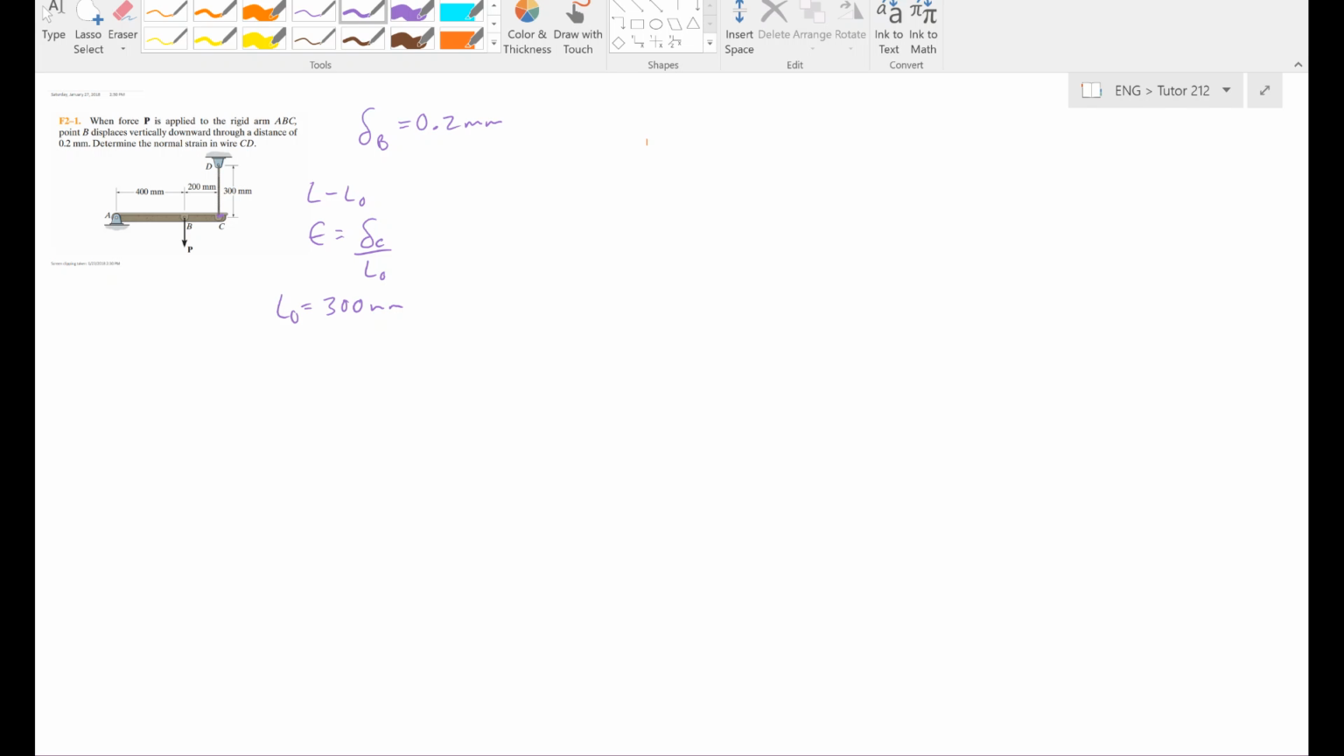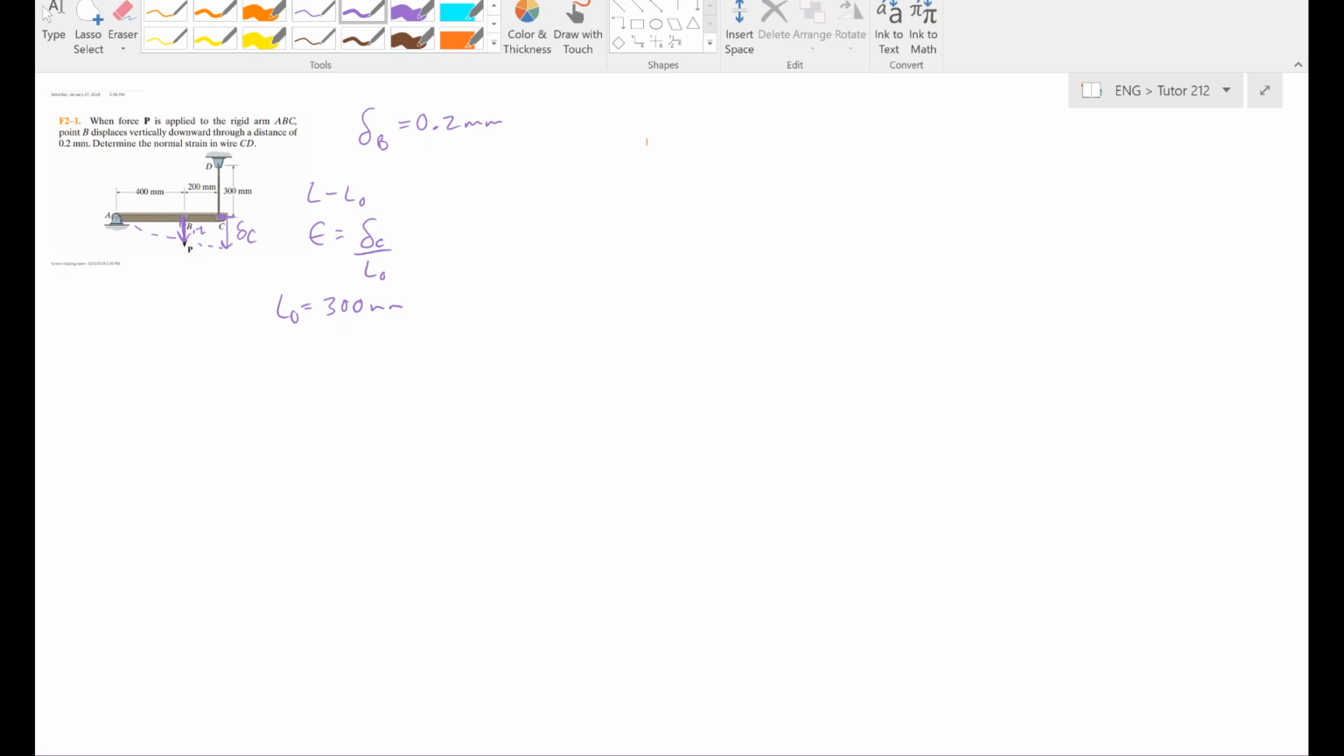So if we're going to visualize it, we know that this B will go down a certain way. So if we could draw our little diagram, it's obviously very exaggerated. We're saying that this distance right here for B is that 0.2. And we want to look at this distance that C changes. There we go.